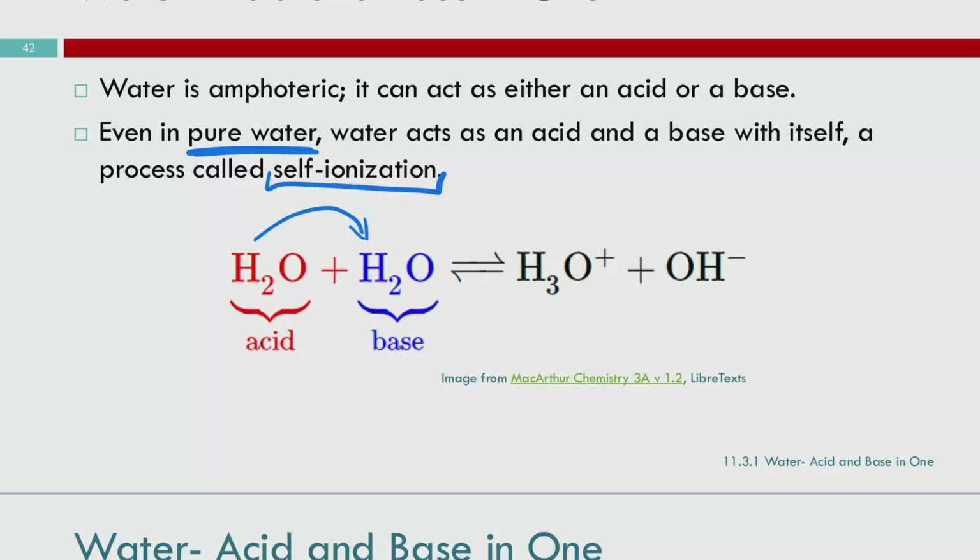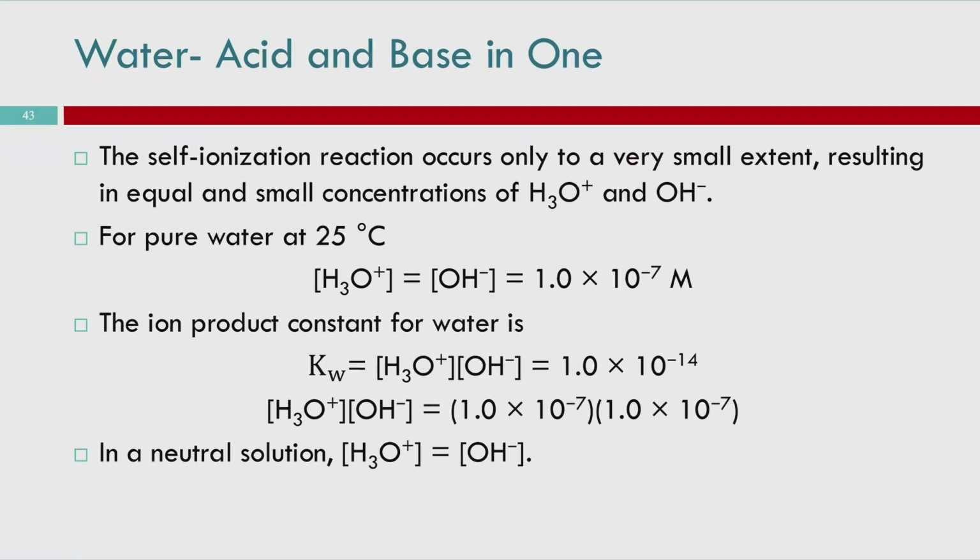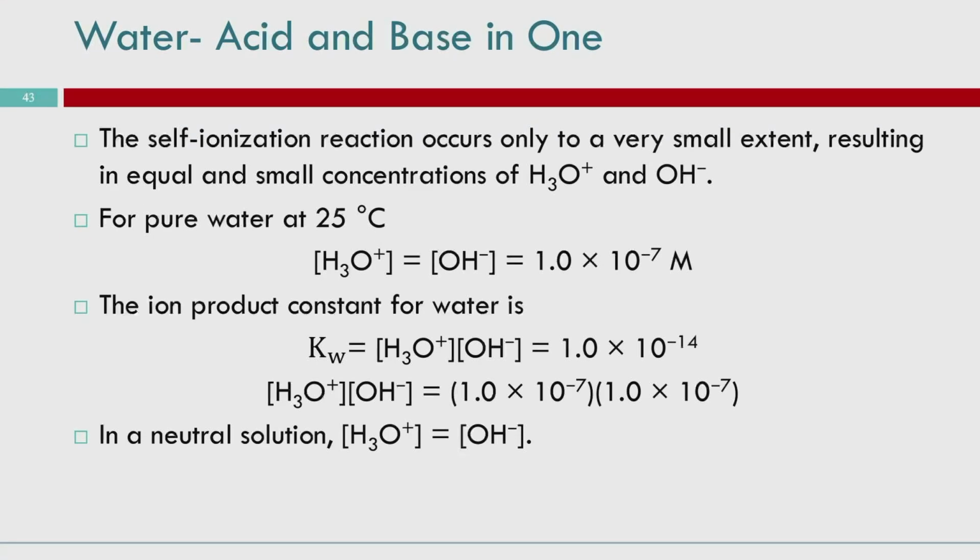So one of these is giving up H to the other one. And so we make a little bit of acid and we make a little bit of base. Notice that we've got the double-sided arrows here, so that means this is not happening completely. There's mostly water there, but there's also a little bit of ions that are formed. It's a continual process. The self-ionization occurs to a very small extent, and we actually know what that extent is. It also produces equal amounts of H3O plus and hydroxide.